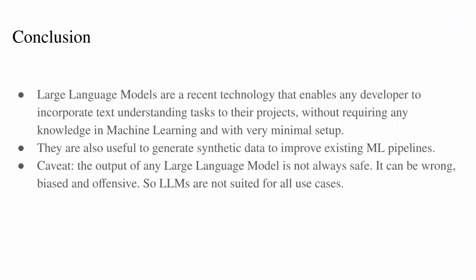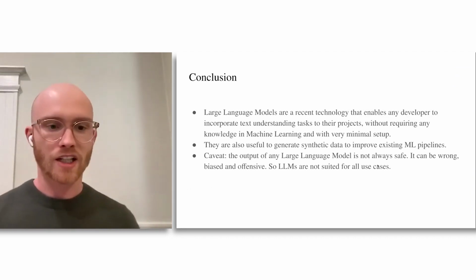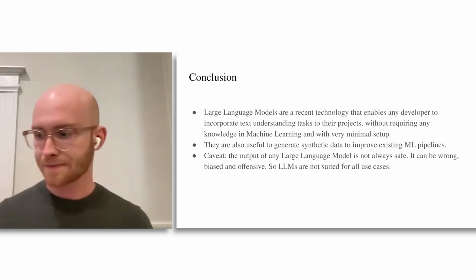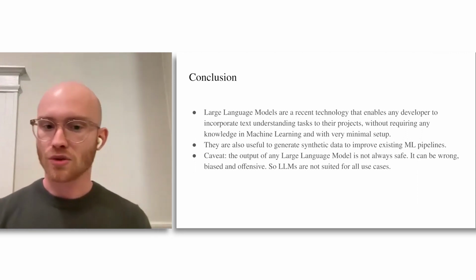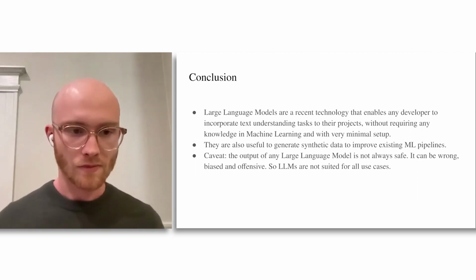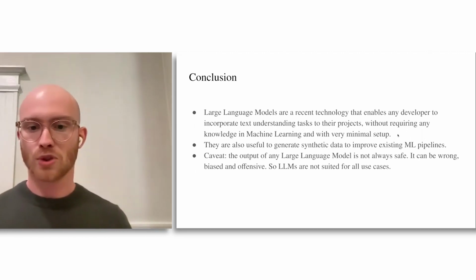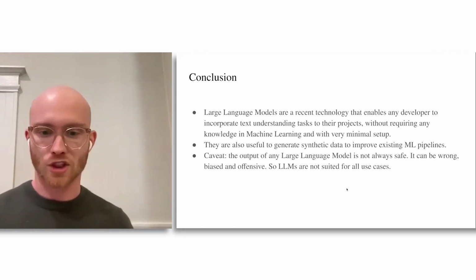Here are some conclusions to sum up what I said earlier. First of all, large language models are a recent technology that, as you can see, can enable any developer to very quickly and very easily incorporate text understanding tasks like classification and extraction into their project. What's great about them is you don't need any knowledge in machine learning. You can do that extremely easily in 5 minutes, so no need for all the machine learning data and pipeline to be set up. Moreover, you can use them for more advanced use cases like generating synthetic data, which will help you to improve your ML pipelines.